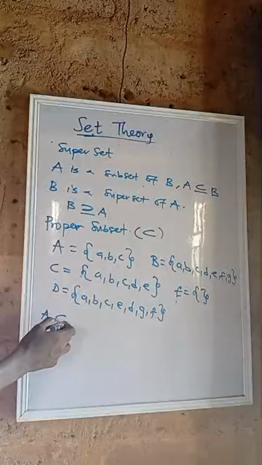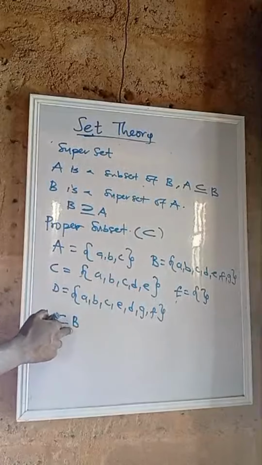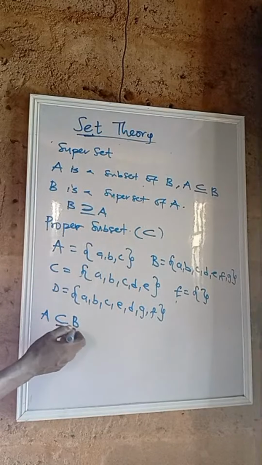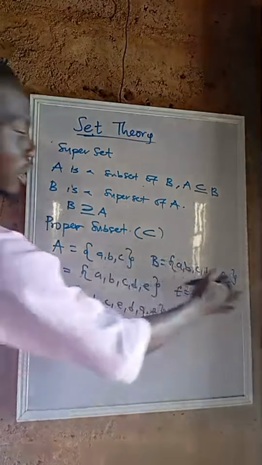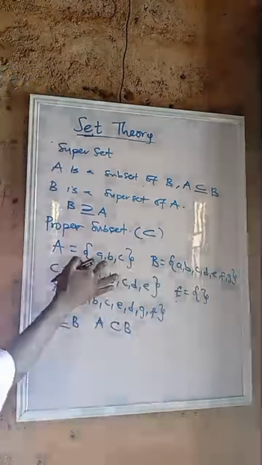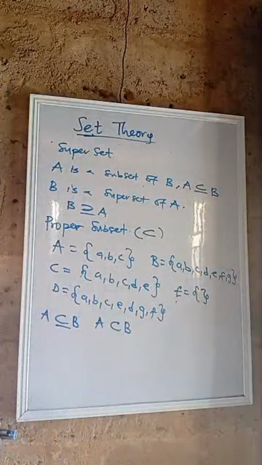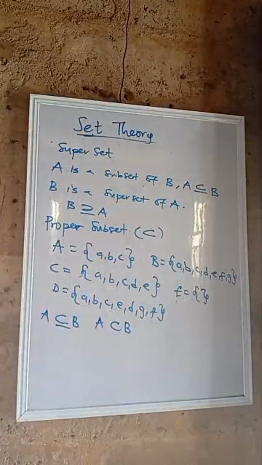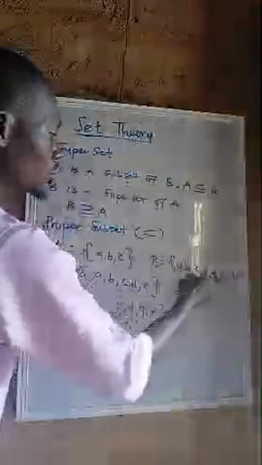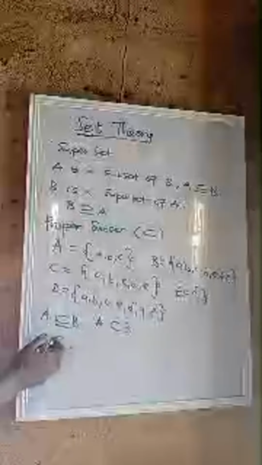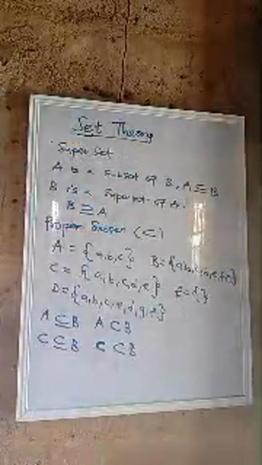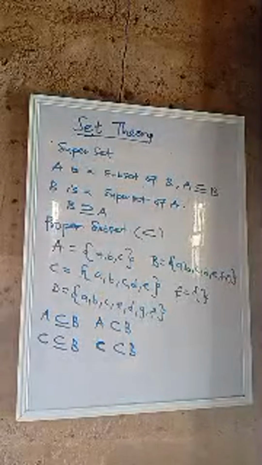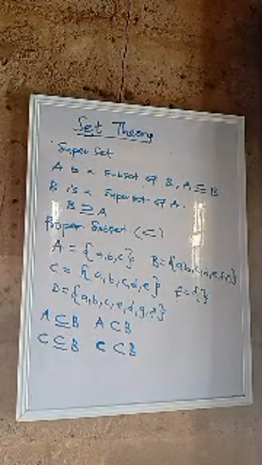Now, A is a subset of B and is also a proper subset of B, because every element here would be found here. These two sets are not equal, so it is a proper subset. Look at C, then look at B. You notice we have everything here, but these two sets are not equal. So it is a subset and it is also a proper subset of B, because the two sets are not equal. Do you get that now? That is how to know if it is proper or not proper.